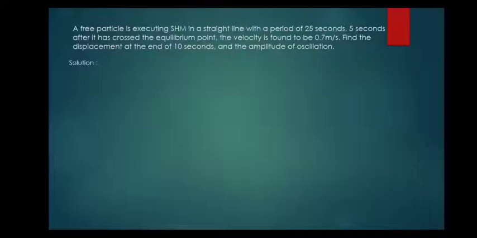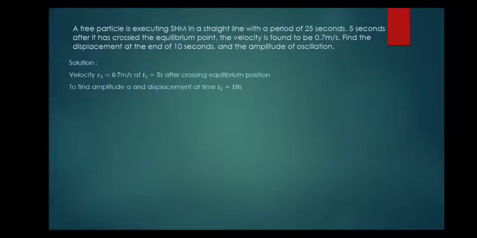So to solve this problem, we have period of oscillations as 25 seconds. Velocity v1 is 0.7 meter per second at time t1, 5 seconds after crossing equilibrium position. So to find amplitude A and displacement x at time t2 equals 10 seconds, angular frequency can be written as omega equals 2 pi by T, so 2 pi divided by 25.